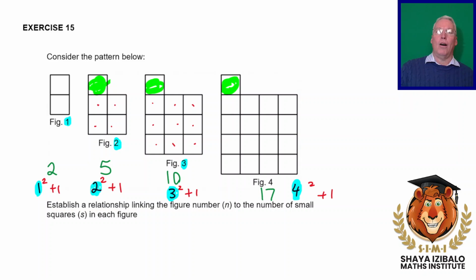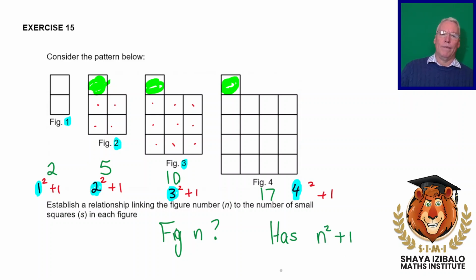So, how many squares will there be in figure n? Well, figure n will have n squared plus 1 small squares.